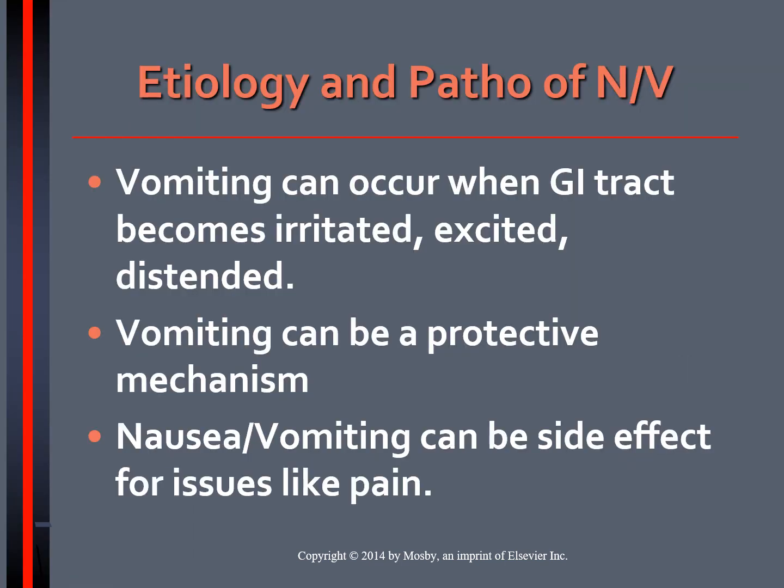When it comes to the etiology and the pathology, vomiting can occur when the GI tract becomes irritated, excited, distending. Vomiting can be a protective mechanism of getting rid of extra acid or something that you're not supposed to have in your system. And it can be a side effect for issues like pain or different medications. So our goal is really to treat the underlying cause if at all possible. For example, with pain, give pain meds and the patient's nausea and vomiting will sometimes subside. Sometimes those pain medicines can cause the nausea and vomiting, so it really can go round circle.